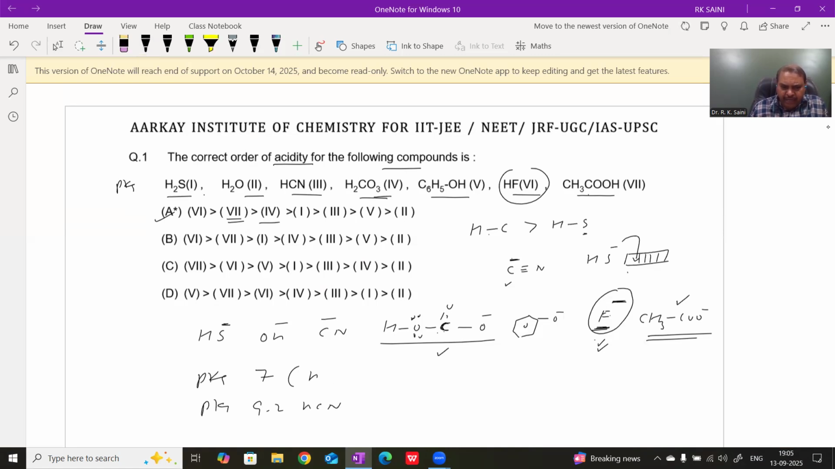It means H2S is the stronger acid, then HCN, then phenol, because resonance is also there, but the resonating structures are unsynchronized. It means phenol is less acidic than acetic acid as well as carbonic acid, but it is a stronger acid than water. Water is the weakest acid in the given question.